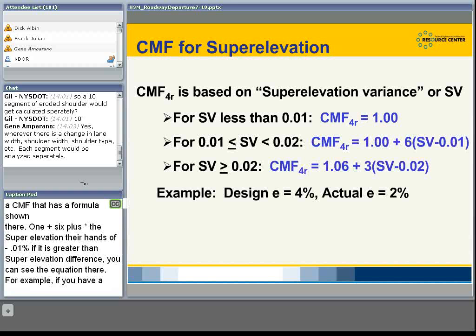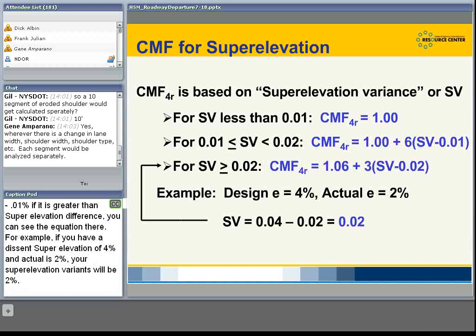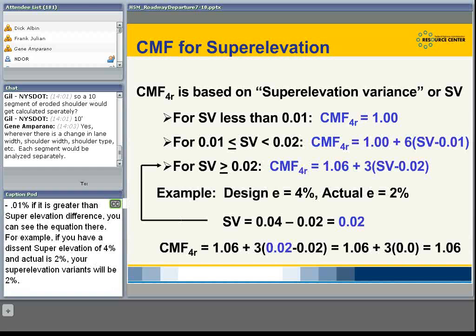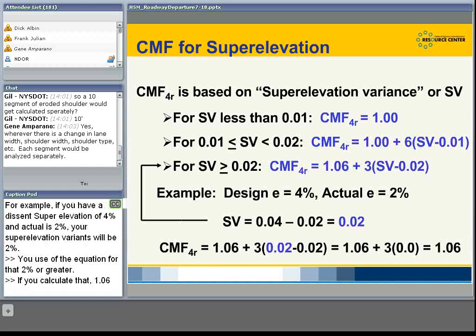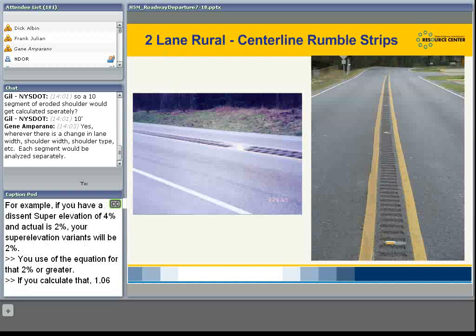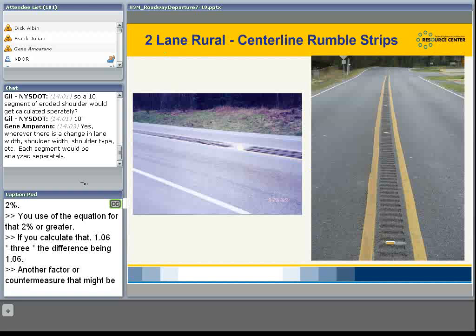If it's greater than a 2% variance, then the equation changes somewhat. And you can see the equation there. For an example, if you had a design superelevation of 4%, but your actual is 2%, your superelevation variance would be 2%. And so you use the equation for the 2% or greater. And if you calculate that out, 1.06 times 3 times the difference ends up being 1.06.